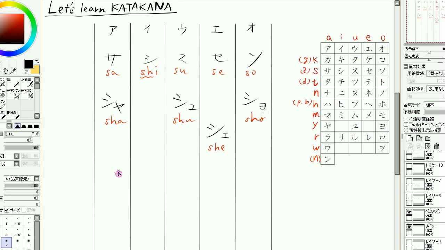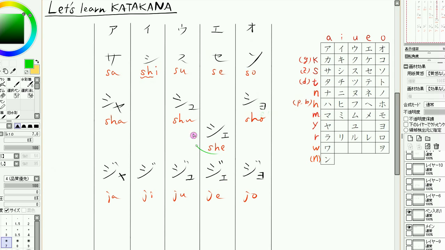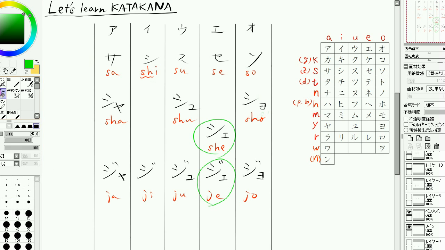We have to introduce je, because if we were to put ja, ji, ju, je, jo, ja is what we learned in a previous video. Ji is simple, and ju is this one. Jo is what we learned last time. J is actually ji plus small e. So these are foreign sounds. Now let's move on.